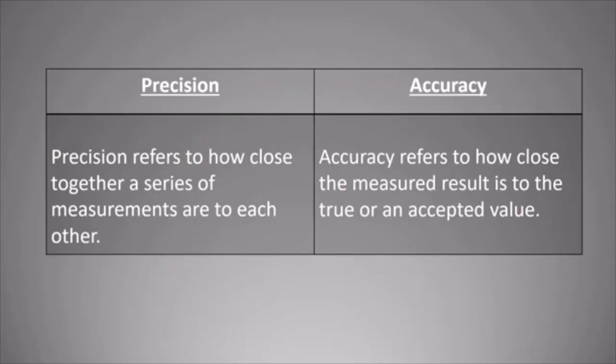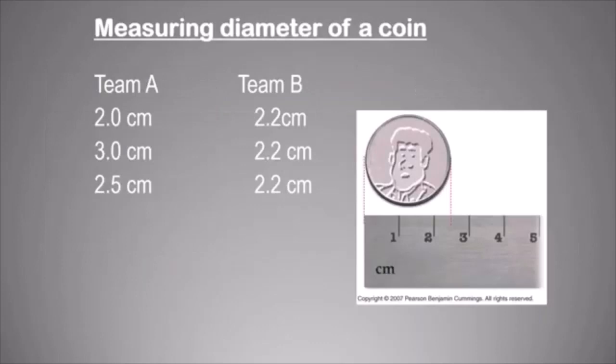To understand these two definitions, accuracy and precision, let's look at this example. In this example, we have divided 6 students in 2 teams. We have Team A and Team B. And each student in these teams has to measure the diameter of a coin once. The results of their measurements are on the screen, and we know that the true diameter of this coin is 2.5 centimeter.